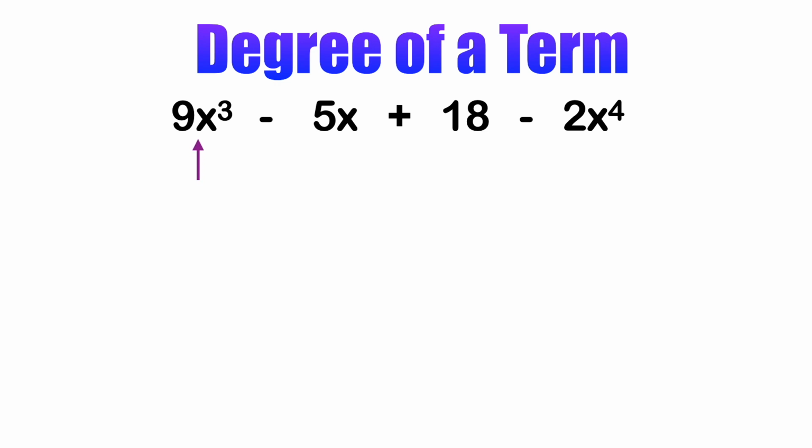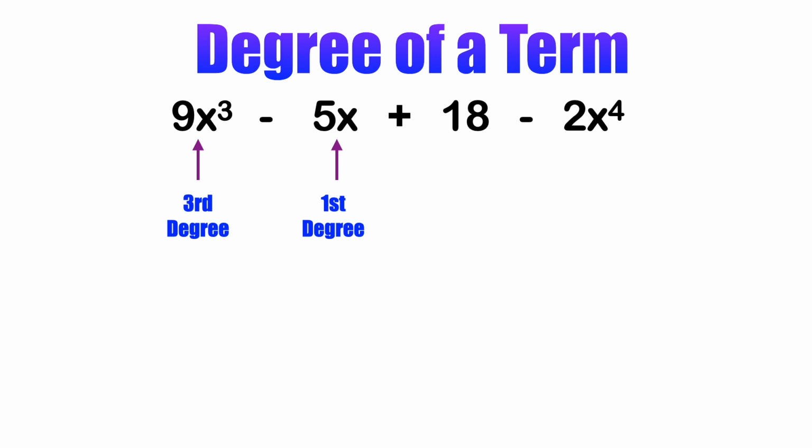Titignan lang natin yung exponent, no? Ang exponent niya ay 3, so yan ay third degree. The first term is in the third degree. Second term, the exponent of the second term, negative 5x, is invisible 1. So, yan ay nasa first degree.